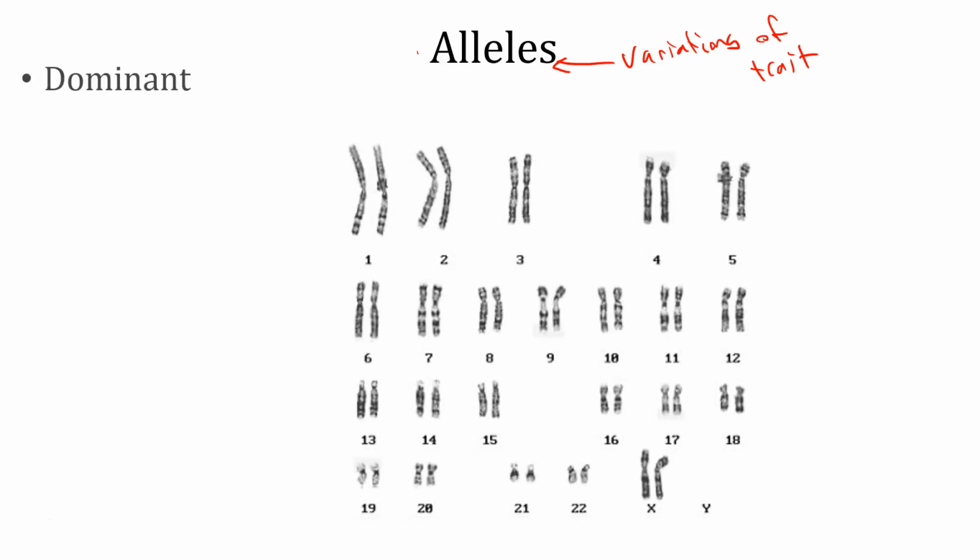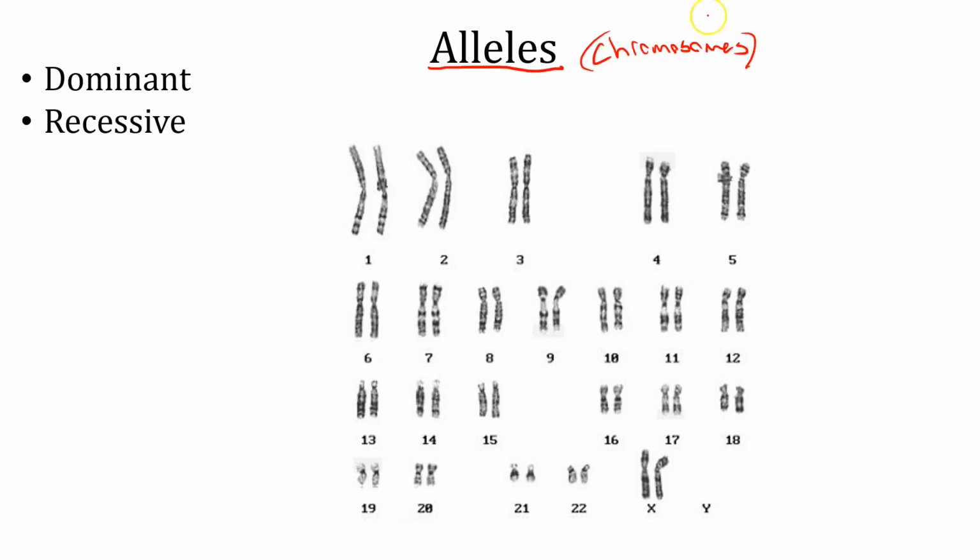And that gets us to what are known as alleles. An allele is basically just the variations of a trait. Generally there are two alleles for every trait. One's dominant and one's recessive, just like we talked about. Specifically though, alleles generally refer to individual chromosomes.